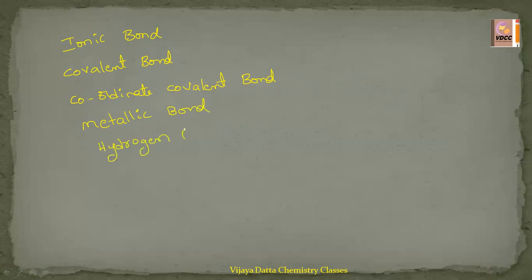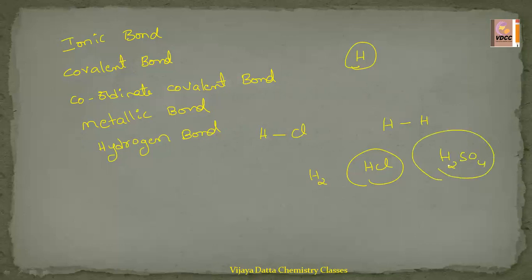First of all, we should know why a molecule tries to form a bond. Why does an atom try to participate in bond formation? Why should hydrogen form a bond with chlorine, or hydrogen with hydrogen? How do molecules like H2 and HCl exist, and why is hydrogen, individually an atom, forming HCl or H2SO4? Why do they have to participate in bond formation? All of this is explained by the octet rule.